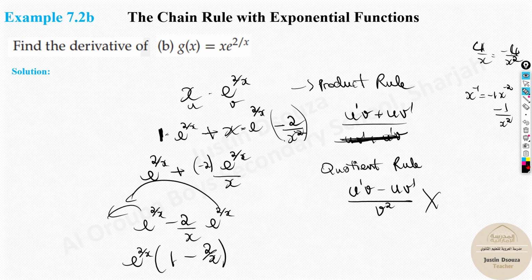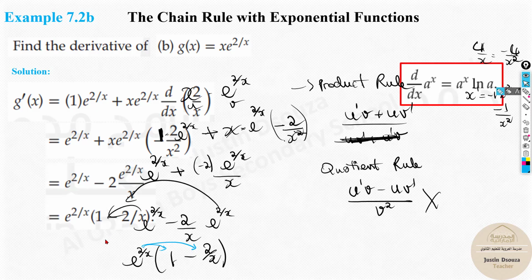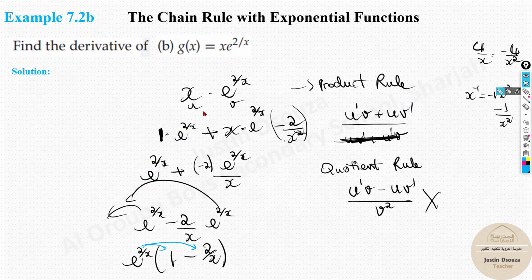Look at the distributive property. If you multiply e to the power 2 by x over here and over here, you're going to get the above answer itself, right? So this is just manipulation of the equation. So this will be the final answer. Let's just double check. e to the power 2 by x, 1 minus 2 by x. Yes, that's the correct answer. I hope this is clear.